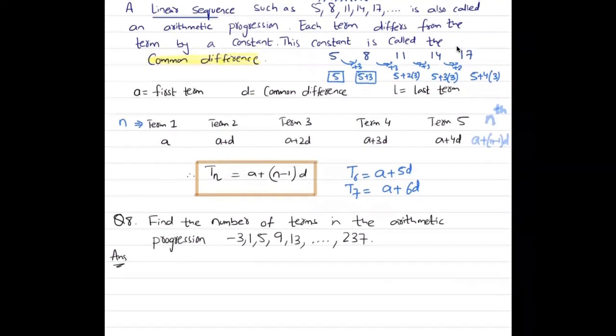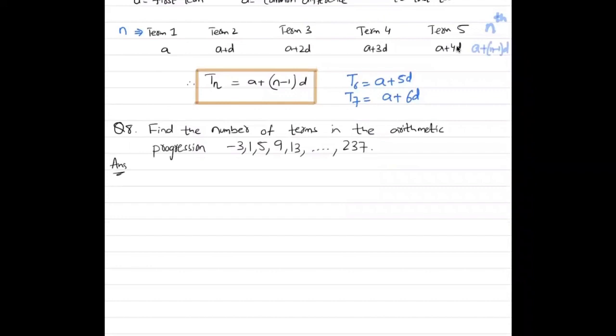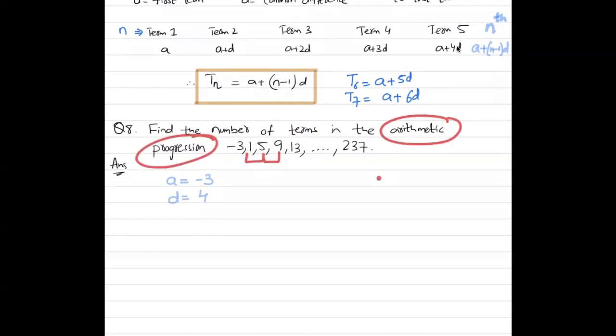I'll show you. If you're asked to find the number of terms in the arithmetic progression, they have already told you that this is an arithmetic progression, but you can identify it as well. What is the common difference over here? 4. The first term is -3, and the common difference is 1 minus -3, that is 4, or 5 minus 1, that is 4, or 9 minus 5, that is 4. So whenever you have a common difference in a sequence, that is an arithmetic sequence.